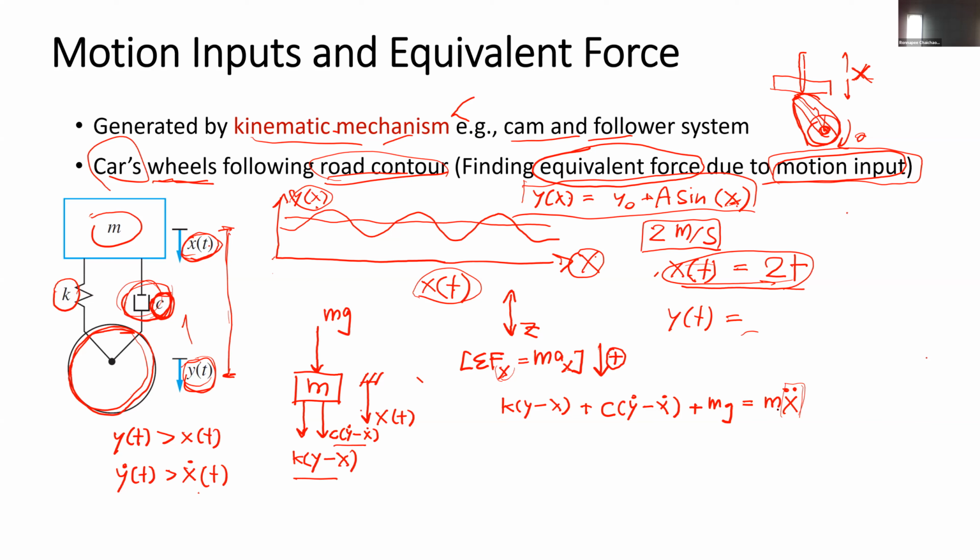So what can we get from here? We can derive it as m x double dot plus c x dot plus kx equals ky plus c y dot plus mg.